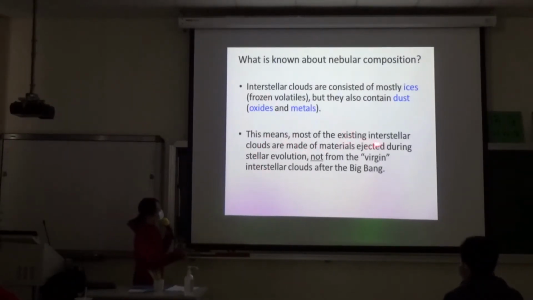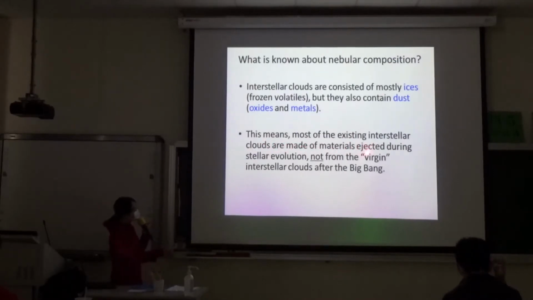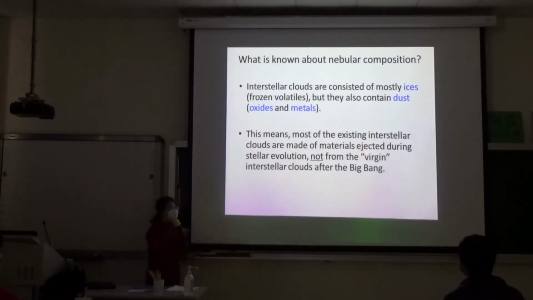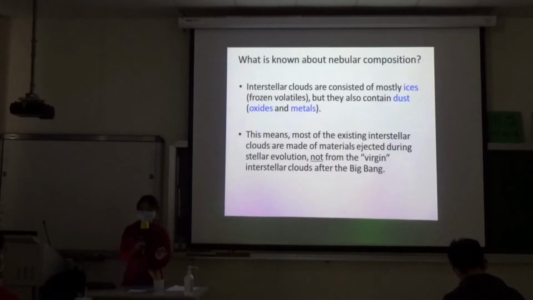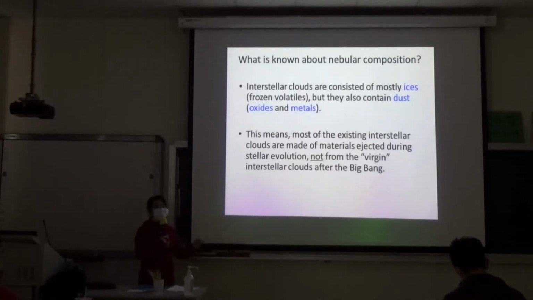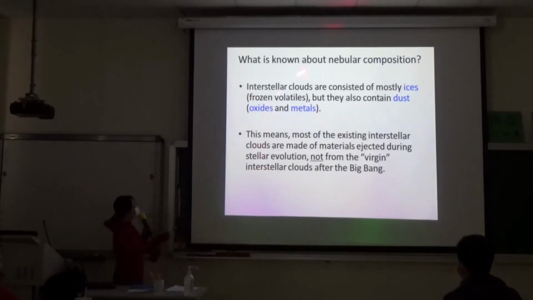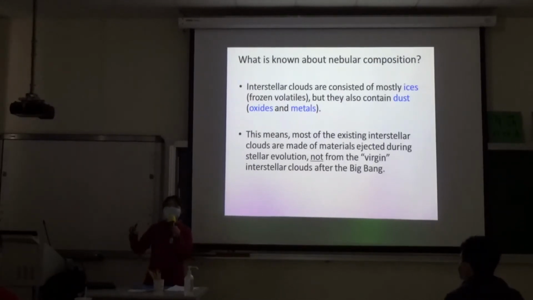And that means most of the existing interstellar clouds are made of materials ejected during stellar evolution, and they are not from the virgin interstellar clouds after the Big Bang, because virgin clouds will have only hydrogen, helium, trace amount of boron, beryllium, etc. But most of the interstellar clouds have oxides, which contain magnesium oxide, for example, or silicates, and metal, which means iron. Which means all the material has undergone stellar evolution.